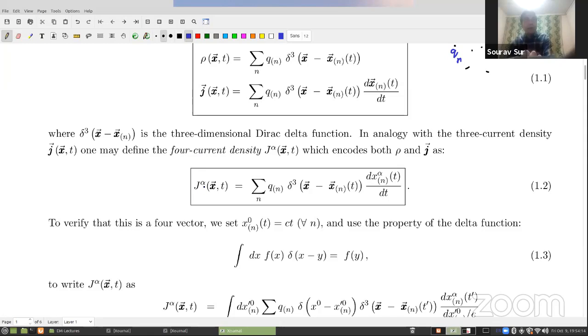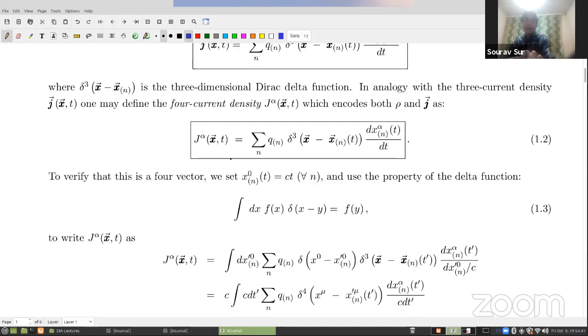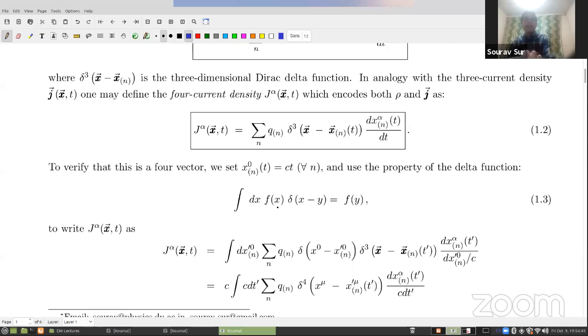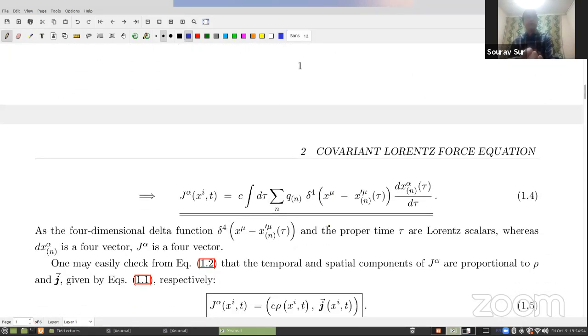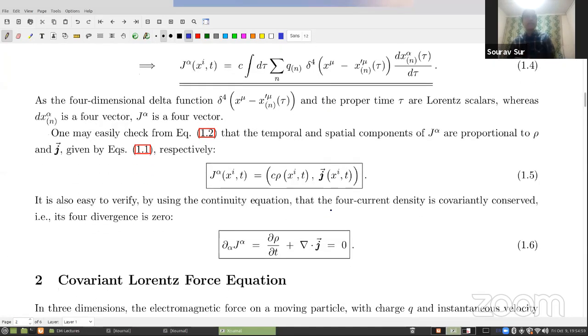So this would be a 4-vector J alpha. We simply keep the first two, and we just ensure that this X is replaced by X alpha, since there are 4 components now. Now, you may ask that we are not doing this in a covariant fashion. It can be shown that it is indeed a 4-vector by using this property of the delta function. But what it signifies, most importantly, is that this 4-vector J alpha has components J0 equal to C times rho, and Ji is the 3-dimensional current Ji.